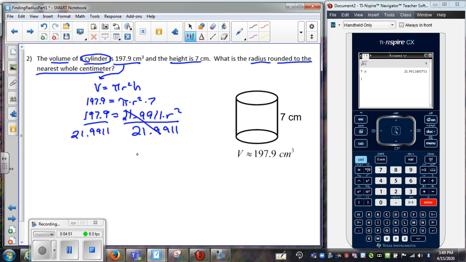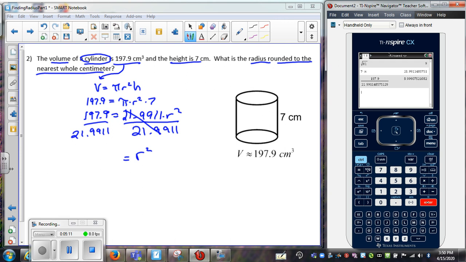That's going to cancel, and you get r squared is equal to, so I'm going to go over on my calculator here, and I like using the answer function. So 197.9 divided by, and instead of retyping the 21.9911, I'm going to go Control Answer and get my answer that way.